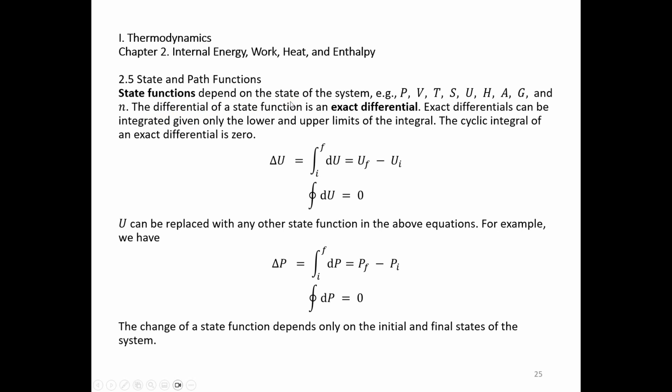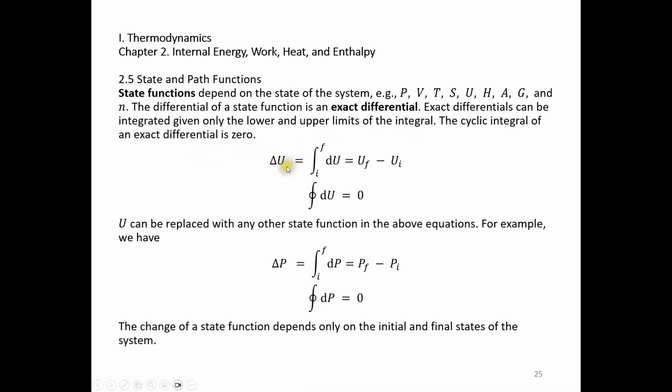The differential of a state function is an exact differential. Exact differentials can be integrated given the lower and upper limits of the integral. The cyclic integral of an exact differential is always zero.